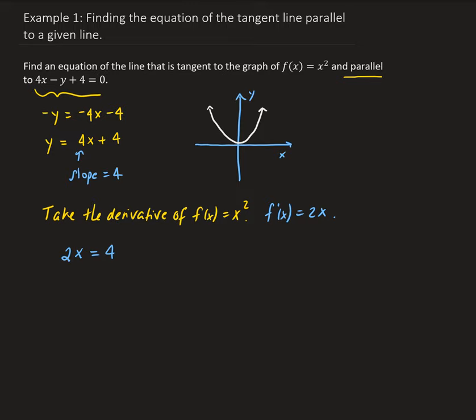Because remember, the derivative of that function, for whichever x value it is, gives you the slope of the tangent line at that particular x value. So this is going to give us x equals 2. So that means our tangent line is going to occur at x equals 2, and in fact, it's going to occur at the point (2, 4), because we can substitute into the function at 2, and that gives us a value of 4. So our tangent line is going through (2, 4).